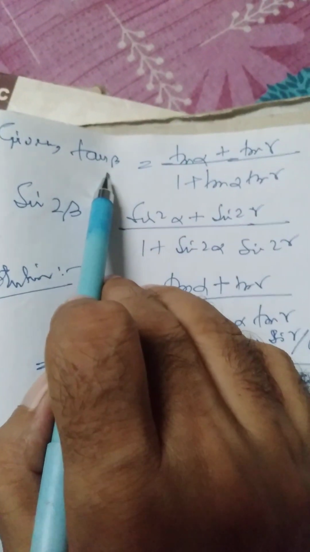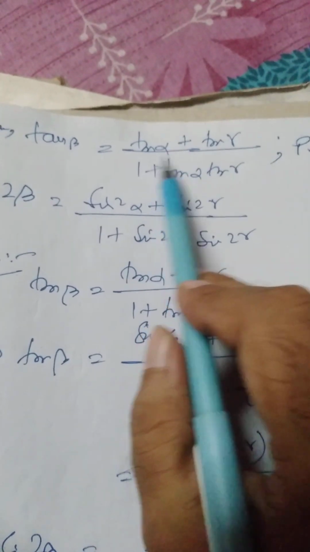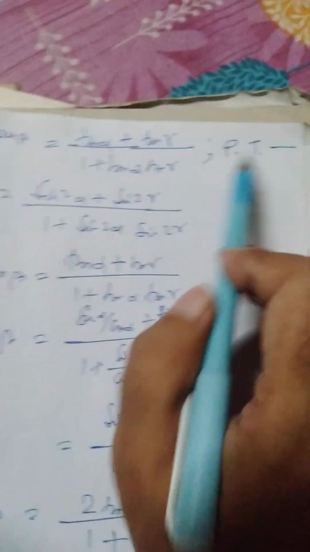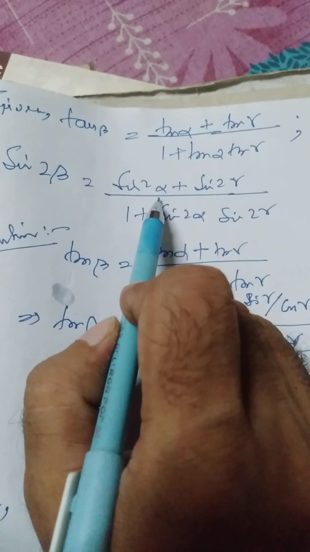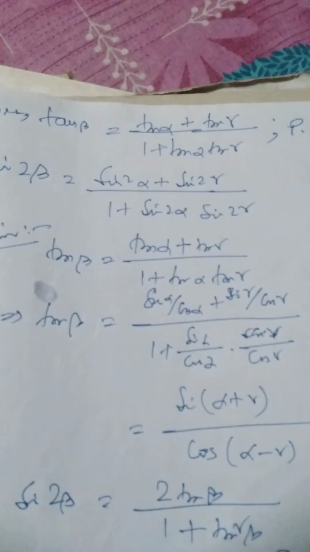Now question number 2. Given tan β = (tan α + tan γ)/(1 + tan α tan γ), prove that sin 2β = (sin 2α + sin 2γ)/(1 + sin 2α sin 2γ).